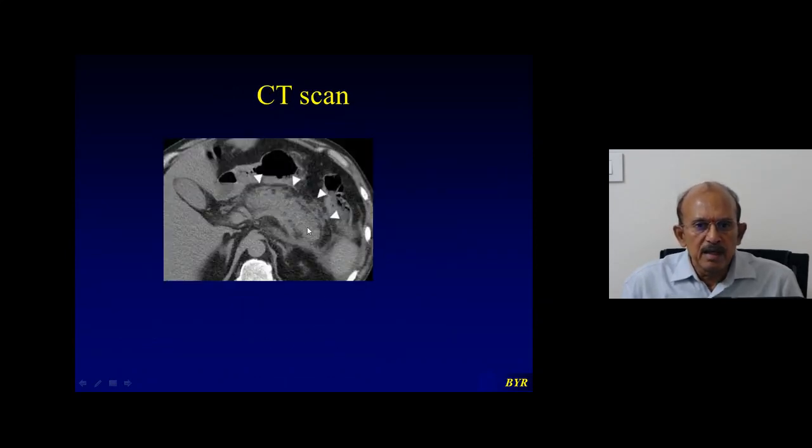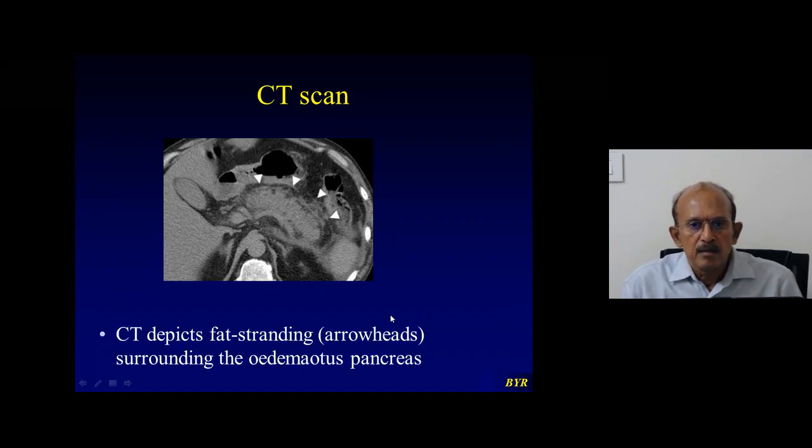So this is a CT scan. These arrows mark the inflamed or edematous pancreas, and around the pancreas, the fat is there. That fat has become hyperechoic because of edema. That's called fat stranding.